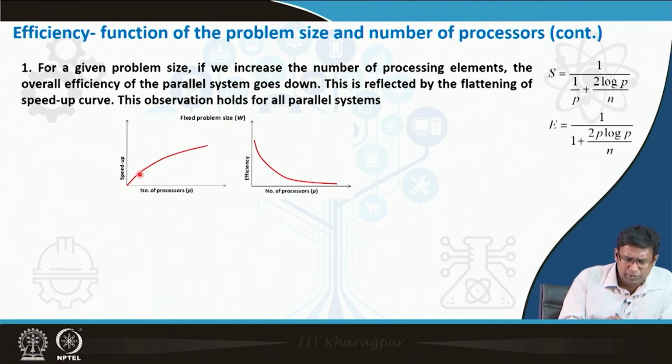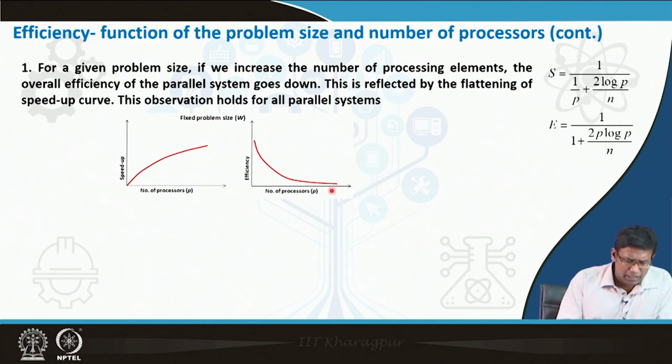The next observation is that speed up, though it increases, becomes flattened down, and there can be cases where speed up is reducing. Actually, you have seen in the last problem, for a very small problem size, if you are using a large number of processors, speed up is reducing. You can look into the last slide. And efficiency is also reducing, almost asymptotically.